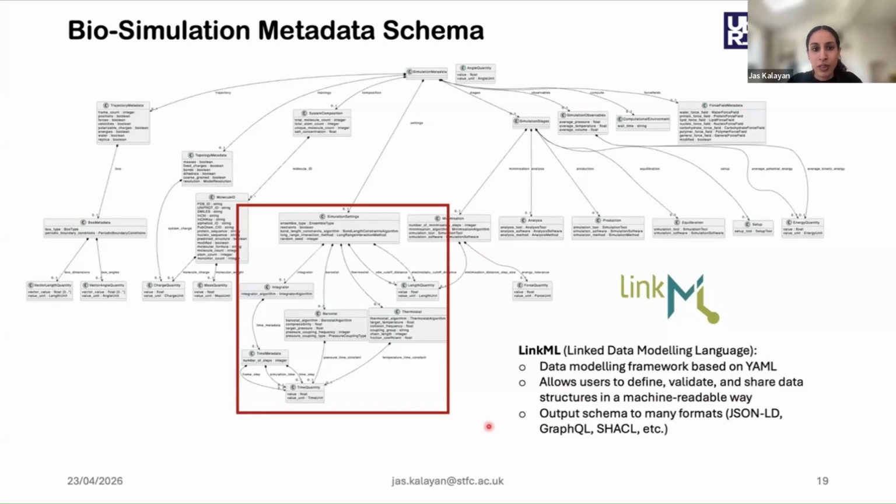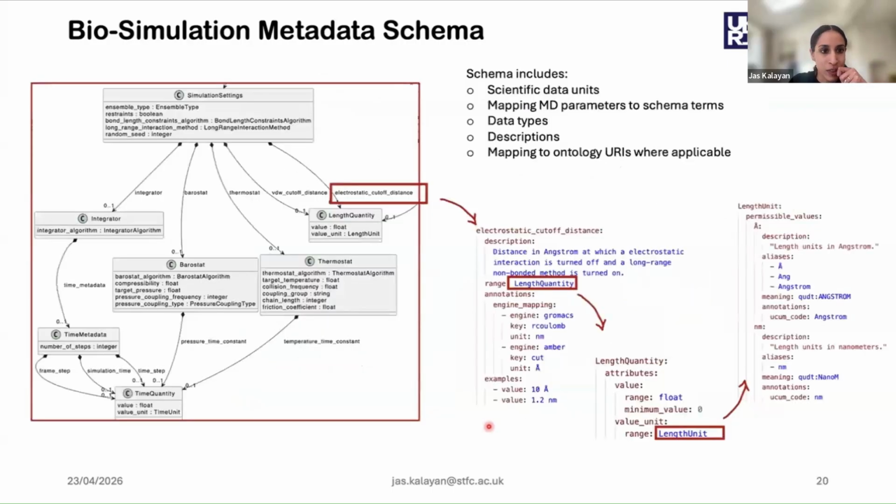So this kind of looks complicated, and I'm not going to go through it in detail, but one thing I did want to show is what we're trying to include in this schema. An example of a simulation setting, such as a cutoff distance: we want to be able to describe what that term is, define what kind of quantity it is, and what kind of units you should expect from it.